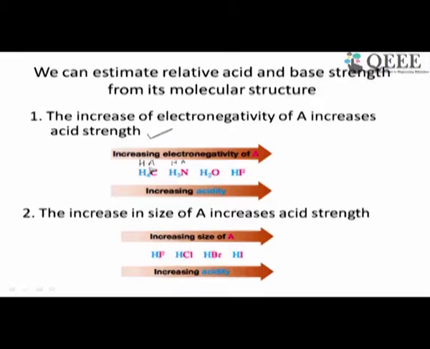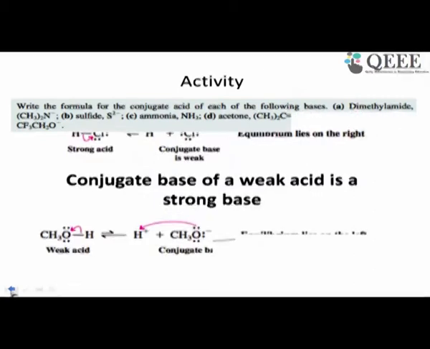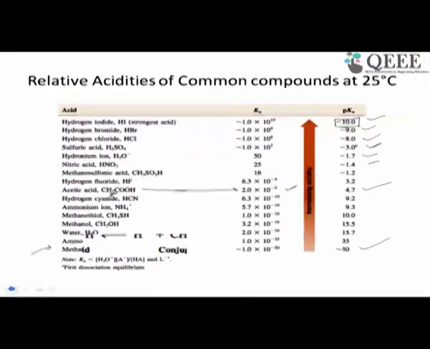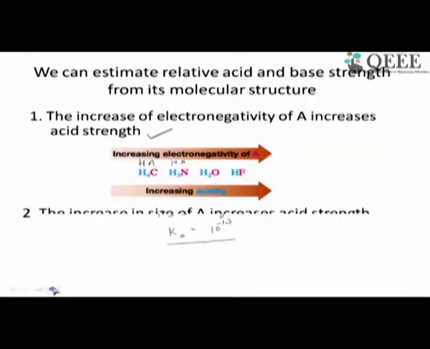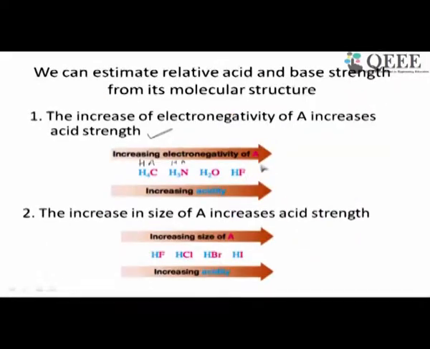Methane is not at all acidic, its pKa value is 50, whereas HF is highly acidic. I think its pKa is negative, let me just check, it may not be negative. HF is not given here. Yes, it's not negative, but it's definitely acidic, 3.2. HF is strongly acidic.